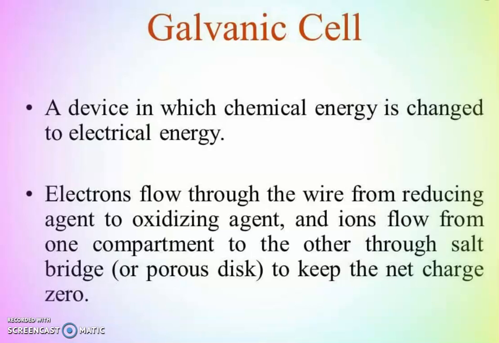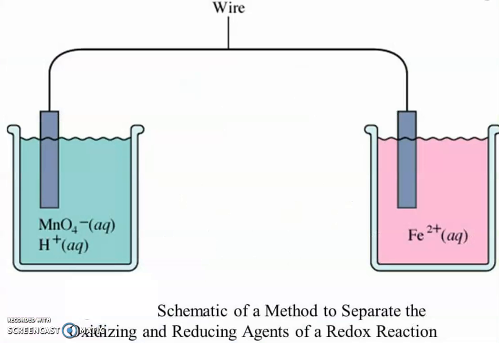Now galvanic cell. What is a galvanic cell? You know, it is a device in which chemical energy is changed to electrical energy. Electrons flow through the wire from the reducing agent to the oxidizing agent, and ions flow from one compartment to the other through a salt bridge or porous disc to keep the net charge zero.